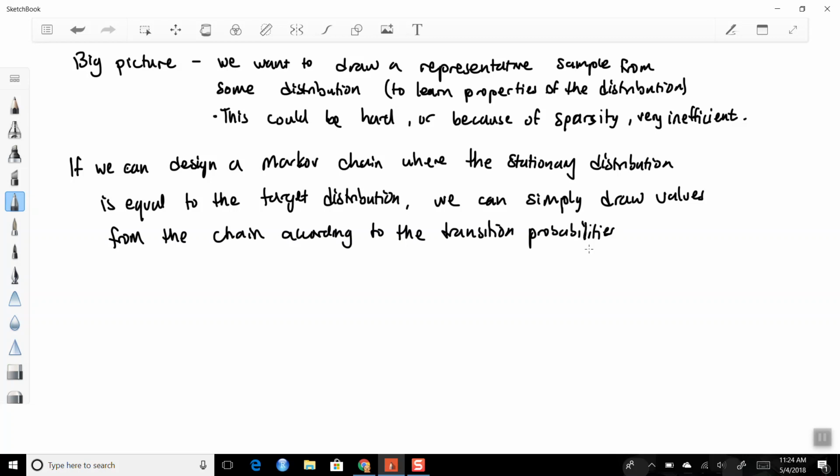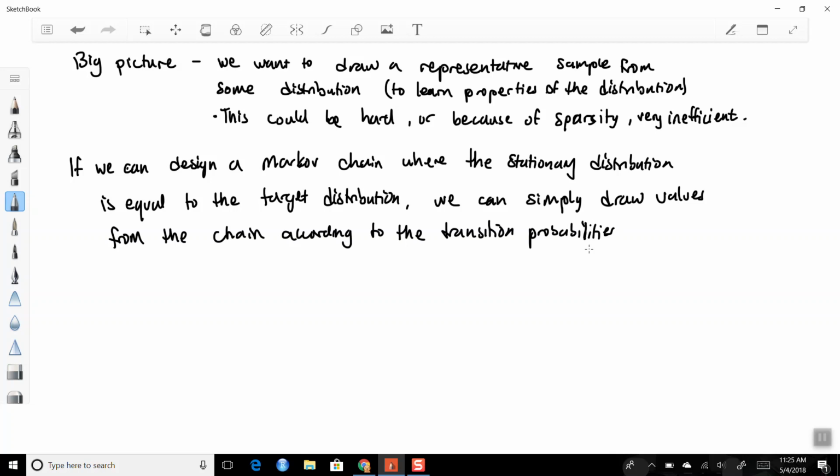Okay, so the goal is to get a Markov chain where the stationary distribution of the Markov chain is equal to the target distribution, right? Because we have some distribution out there, and we're not able to sample from it directly. Maybe rejection sampling is very inefficient, or we can't do inverse CDF, or whatever it is, we can't draw a random sample from it directly. We can't analyze this thing directly. But we want to know, how can we get a representative sample?